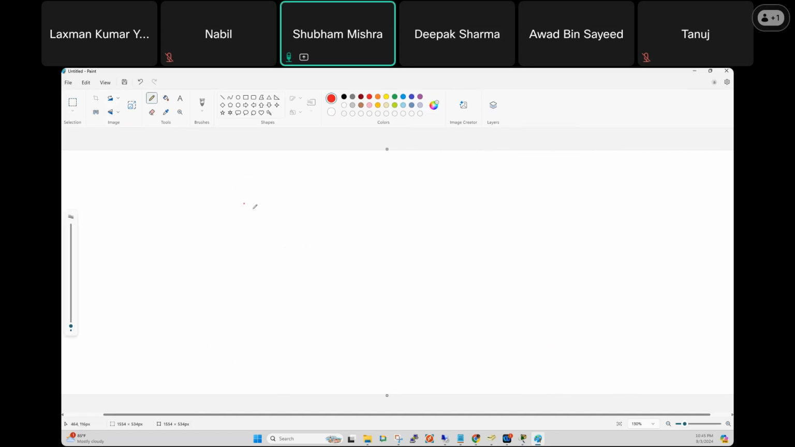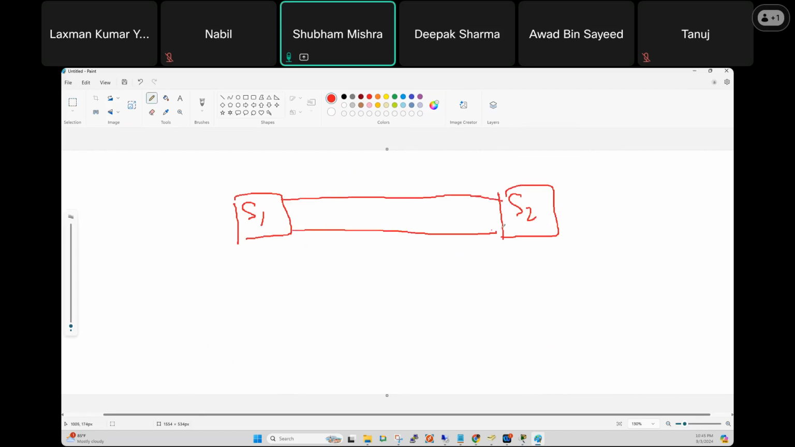Let's suppose if you have a topology like this, switch 1, switch 2, and both are connected like this. 0A, 0B. This is the root bridge. Interfaces 0/1, 0/2, 0/3, 0/4.